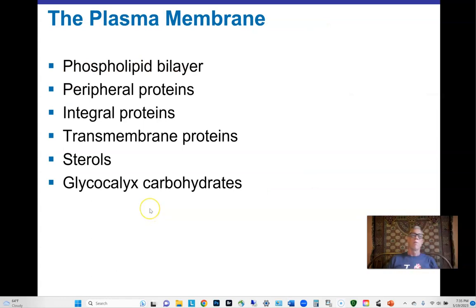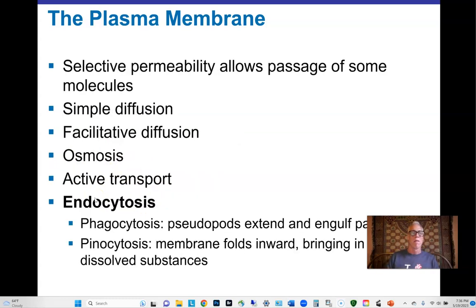Just running through some properties of cells. So we have the phospholipid bilayer we've talked about that has all kinds of proteins associated with it: integral proteins, peripheral proteins, transmembrane proteins, transporters, receptors. Sterols are a type of lipid found in fungal membranes, and the glycocalyx is a polysaccharide coating attached to the proteins on the surface of an animal cell.